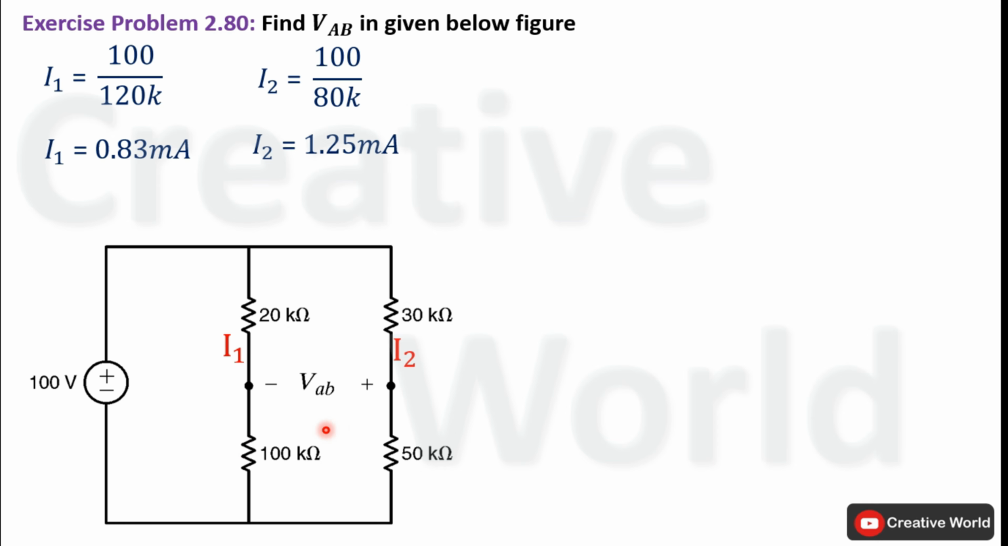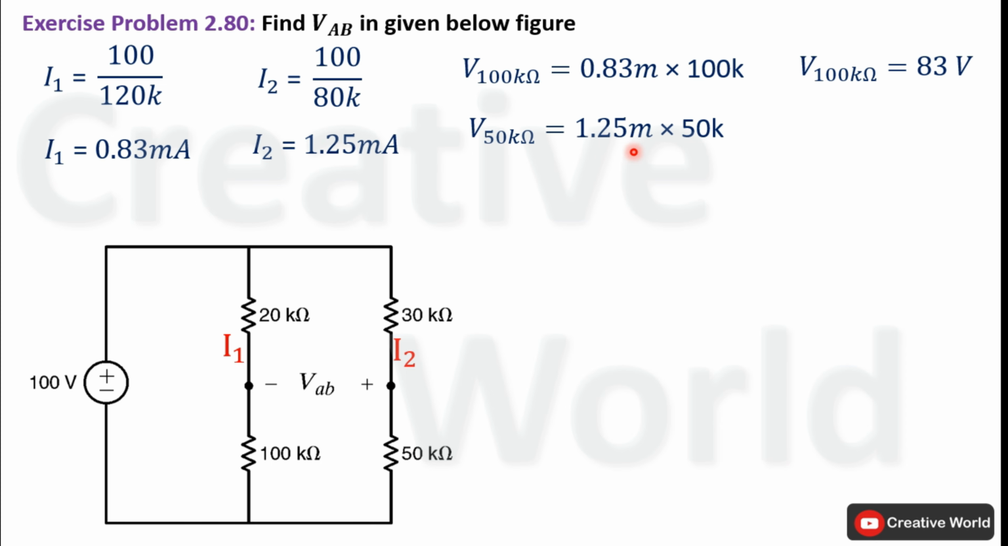Now we can calculate the voltage across these resistances. The voltage across this resistance will be equal to the value of current through it times the value of resistance. Take the product of 0.83 milliampere and 100K. K will cancel out with milli, and the product of 100 and 0.83 will result in 83 volt. Similarly, the voltage across this 50 kilo ohm resistance will be the product of 1.25 milliampere and 50 kilo ohm. The voltage across the 50 kilo ohm will be 62.5 volt. We have calculated the voltage across these 2 resistances.